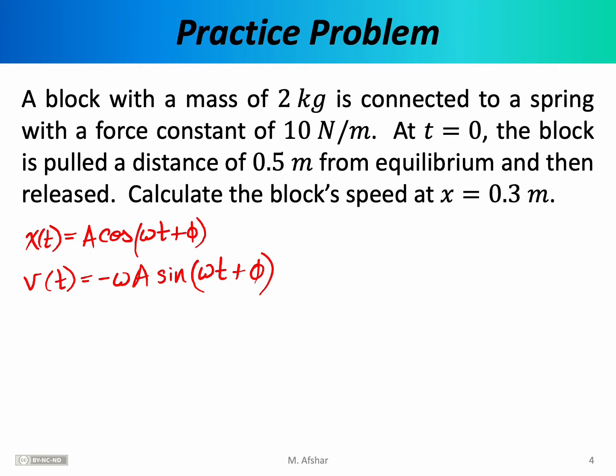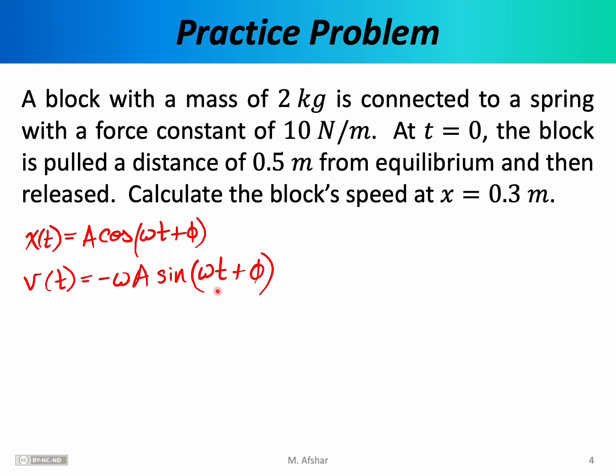However, in practice, this is a very difficult way to solve this problem simply because we need to figure out what a is, we need to figure out what omega is, we need to figure out what phi is, and we also need to figure out what time is. Notice we're not told at what time the block is located here. We're given the position of the block, but we're not given the time. So in principle, we can calculate all that stuff and then plug it into this expression and calculate the speed, but that amounts to a lot of work.